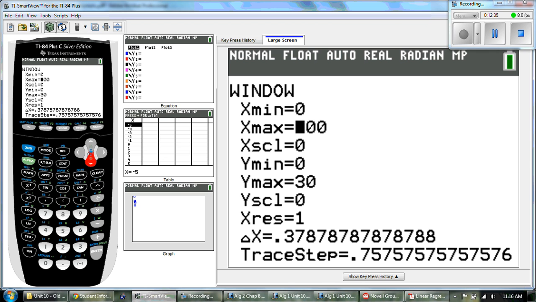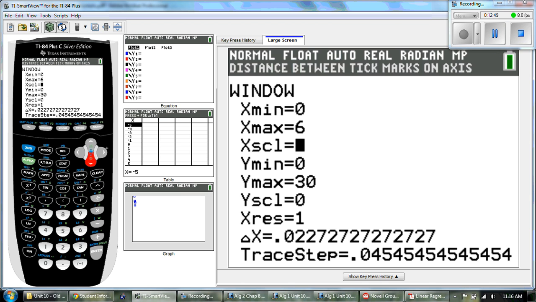My X max, we were at 300 before, or 100. Nowhere near that. My highest number is 4. I like to go a number or two higher than that, so I'm just going to go to 6. Before, my Y max was 30, and we've got a couple numbers that are higher than that. We go up to 37, so I'm going to go up to 40 to see what that looks like.